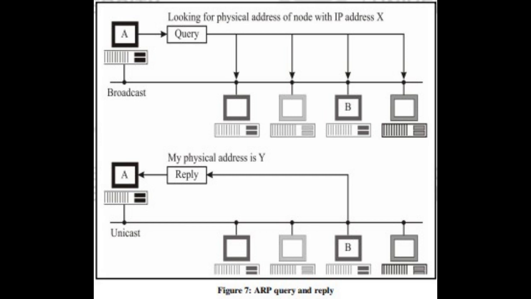But also when a host is being connected to the network for the first time, at all such times, a host does not know its IP address. In that case, RARP finds out the IP address. This process is shown in figure 9. Look at the screen. Figure 9, RARP query and reply.